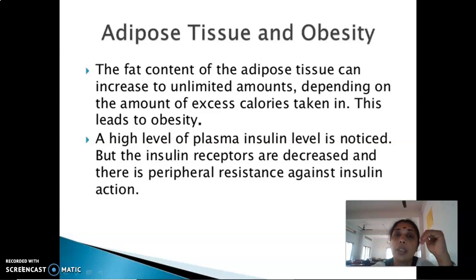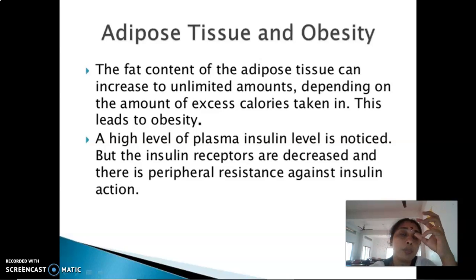Okay, so whenever there is diabetes, what happens? The insulin will be synthesized in higher quantities because the effect of insulin is not taking place, due to a phenomenon known as peripheral resistance or insulin resistance, because the receptors are found to be reduced in patients with diabetes. So the pancreas goes on synthesizing more and more amounts of insulin.